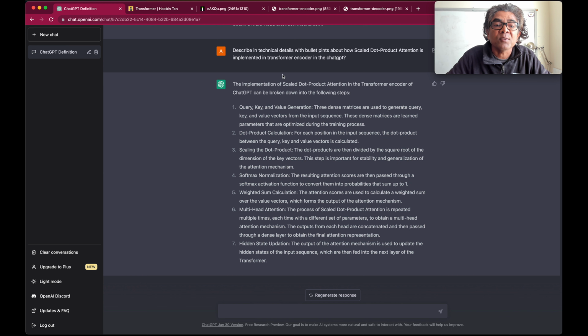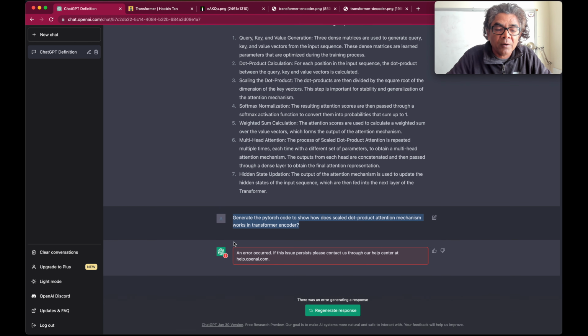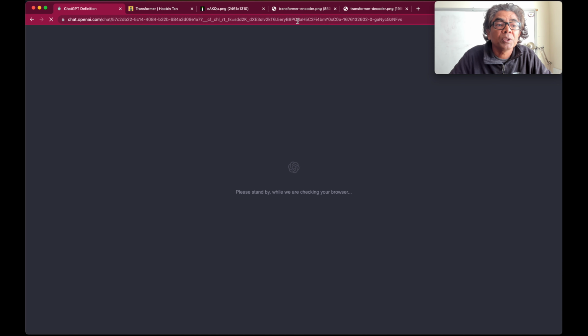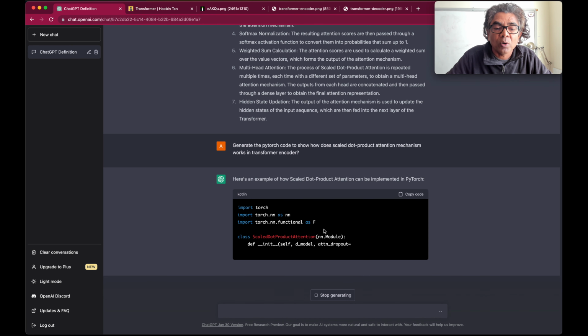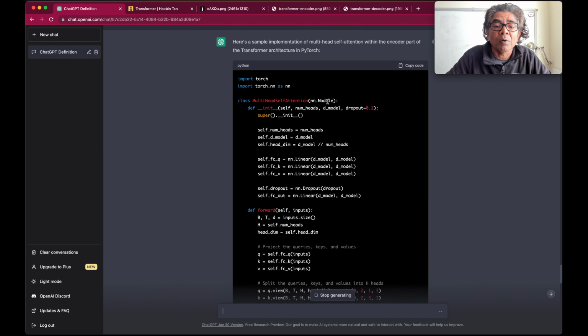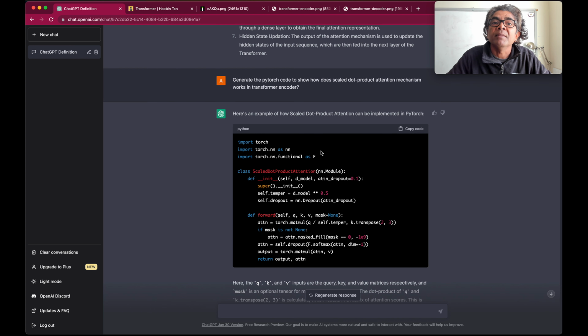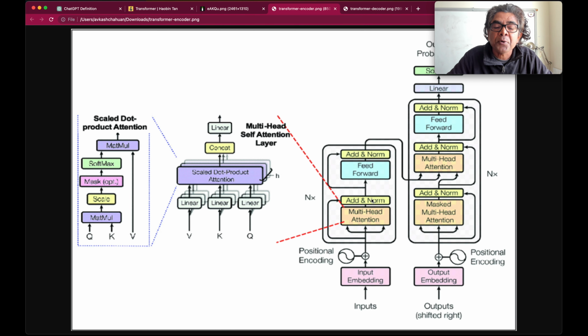And if you take the whole scaled dot product attention and ask, can you create the Python code for it? So generate the PyTorch code to show how the scaled dot product attention mechanism works in the transformer encoder. We hit an error. Let's reload. We still have the context of our current session, and here it is creating the scaled dot product attention using a neural network module. So you got the Python code with the implementation in PyTorch for the scaled dot product attention. So we have gone through a much deeper understanding of the encoder part of the transformer.